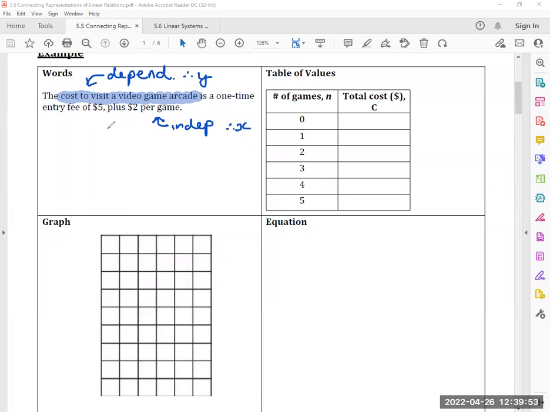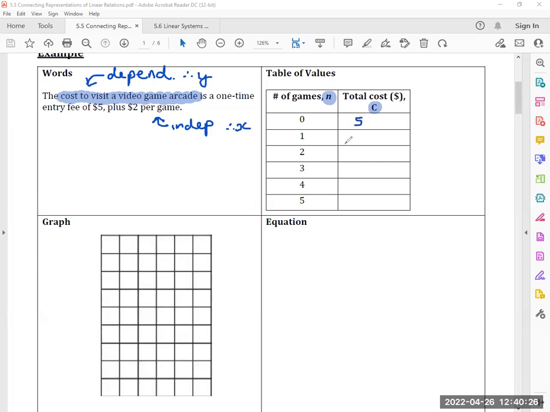And of course, even if you have a hard time understanding with words, you can take a look at this table. Typically, the first column is going to be my X, not X here, it's going to be N, right? And my Y value is going to be represented by cost. So seeing this as my description, let's fill this in. If I go in and play 0 games, how much do I have to cough up? Yep, there you go, right? So this is going to be just $5.